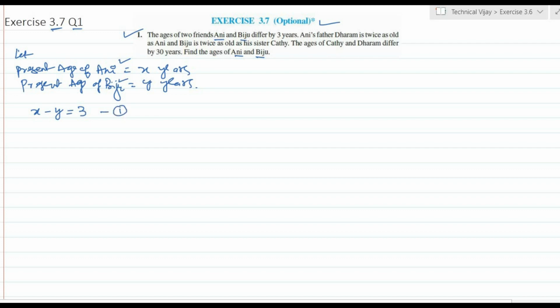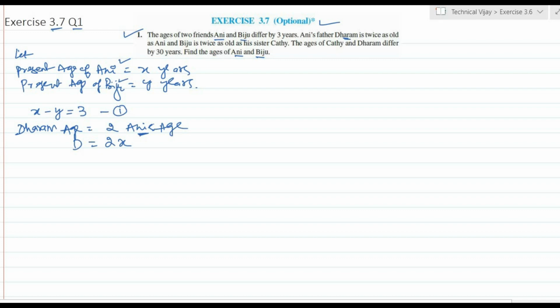Okay, this we will call equation 1. So now Ani's father Dharam is twice as old as Ani. Okay, so here Dharam's age is equal to twice Ani's age. So Dharam's age is equal to 2x, because Ani's age we have assumed as x. So this is Dharam's age.